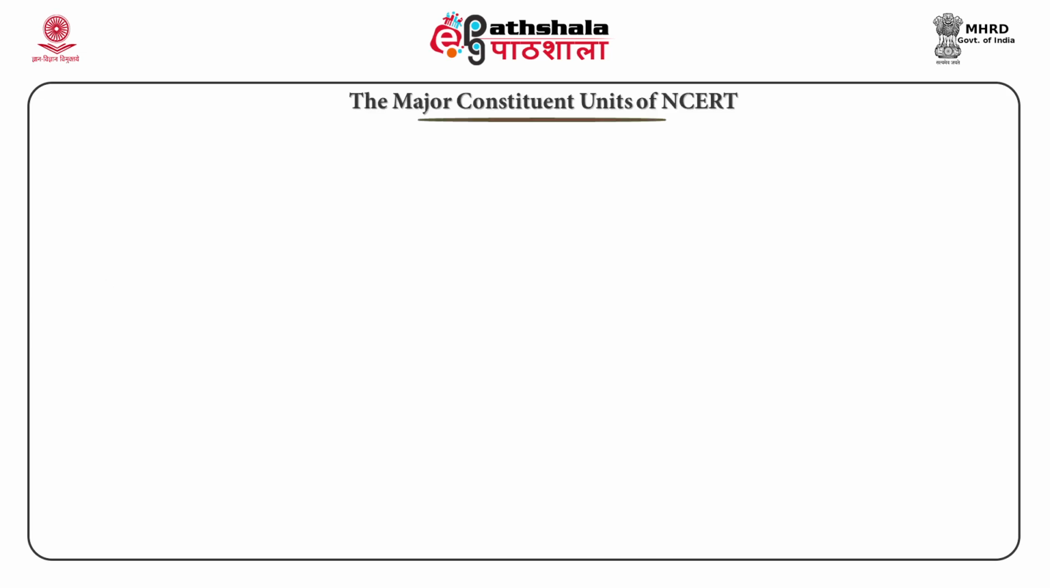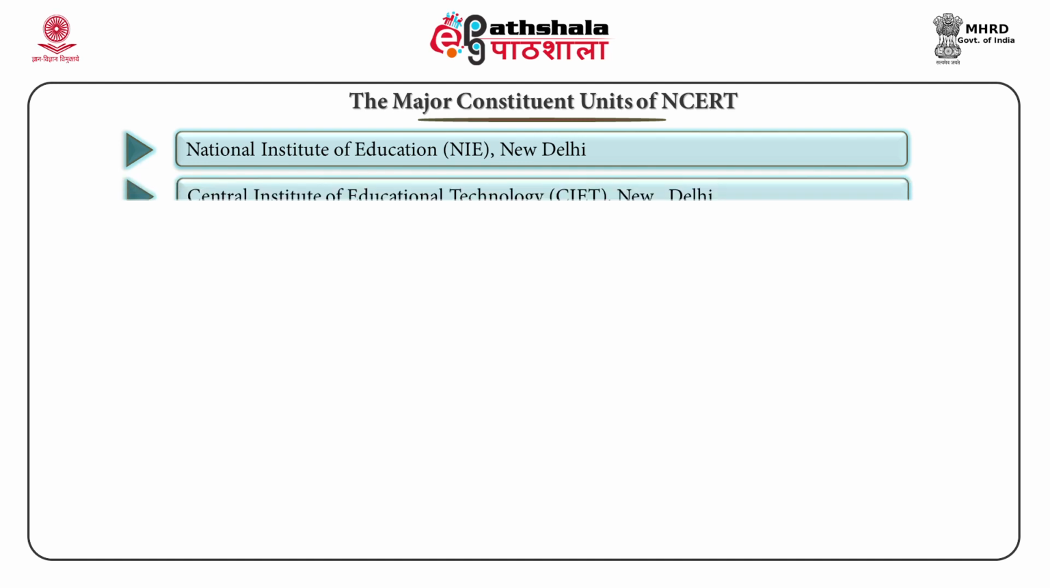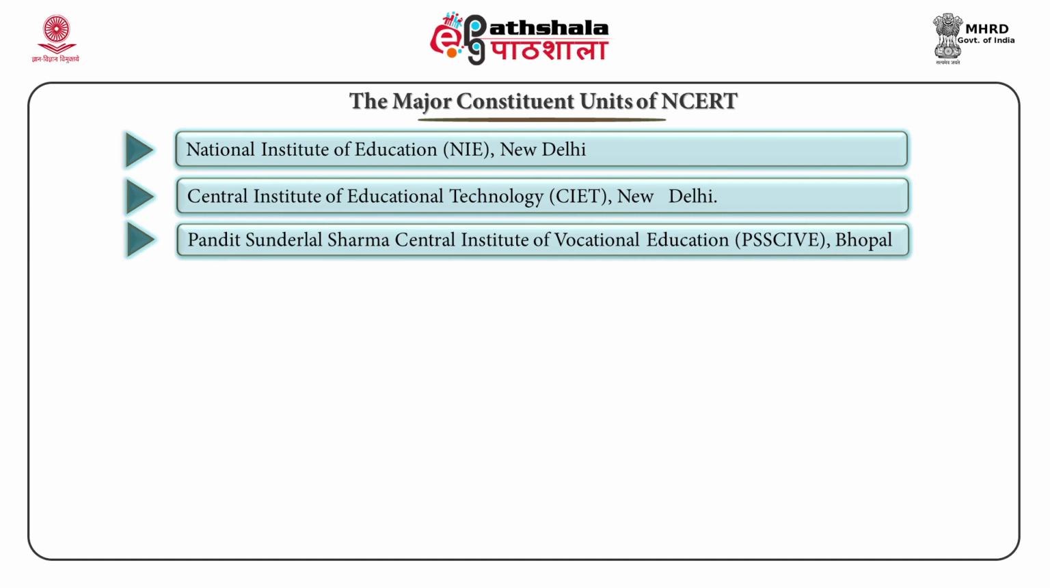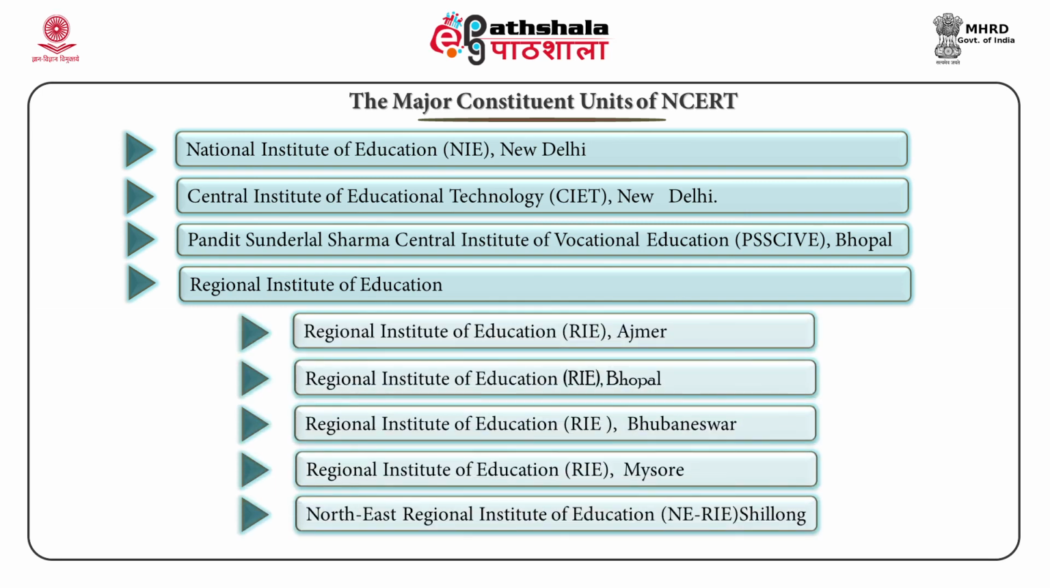The following major constituents of NCERT are pivotal in providing academic and technical support for the improvement of school education. National Institute of Education, NIE, situated at New Delhi; Central Institute of Educational Technology, CIET, New Delhi; Pandit Sundarlal Sharma Central Institute of Vocational Education, PSSCIVE, situated at Bhopal. Regional Institutes of Education: there are 5 Regional Institutes of Education established at various parts of India such as Ajmer, Bhopal, Bhubaneswar, Mysore and recently it has started a wing in Shillong. And the 5th one is Field Advisors Offices in the states.